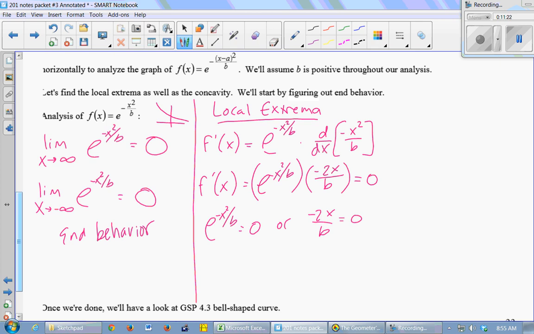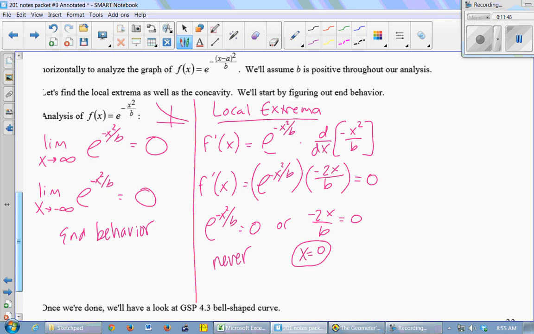Nope, it's got a horizontal asymptote at 0, never gets there. So this never is true. And negative 2x over b, when is that 0? When x is 0. Okay. So we have one potential extreme value. We need to know if it's a max or a min. What do you think? How do you know it's a max?